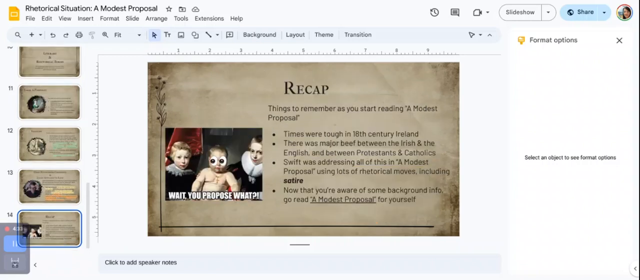So a quick recap, these are all things that you should remember as you start reading A Modest Proposal. Times were tough. There was major beef between the Irish and the English, particularly between Protestants and Catholics. And Swift was addressing all of this using satire in A Modest Proposal. So now you're ready. Go ahead and start reading it on your own.